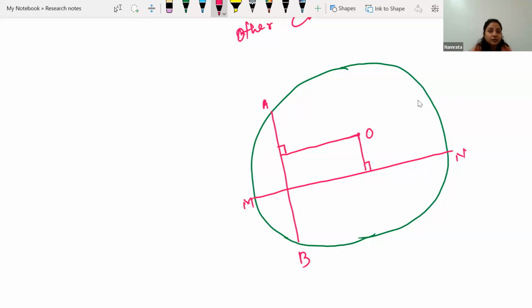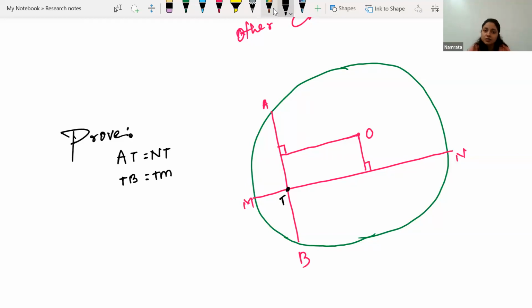Now we have to prove that, let me write what we have to prove over here. If this is the point of intersection, let's say T, we have to prove that AT is equal to NT, and the other part of the segment, TB, is equal to TM. The bigger segment over here is equal to the bigger segment over there. The smaller segment over here is equal to the smaller segment over there. That's what we have to prove.